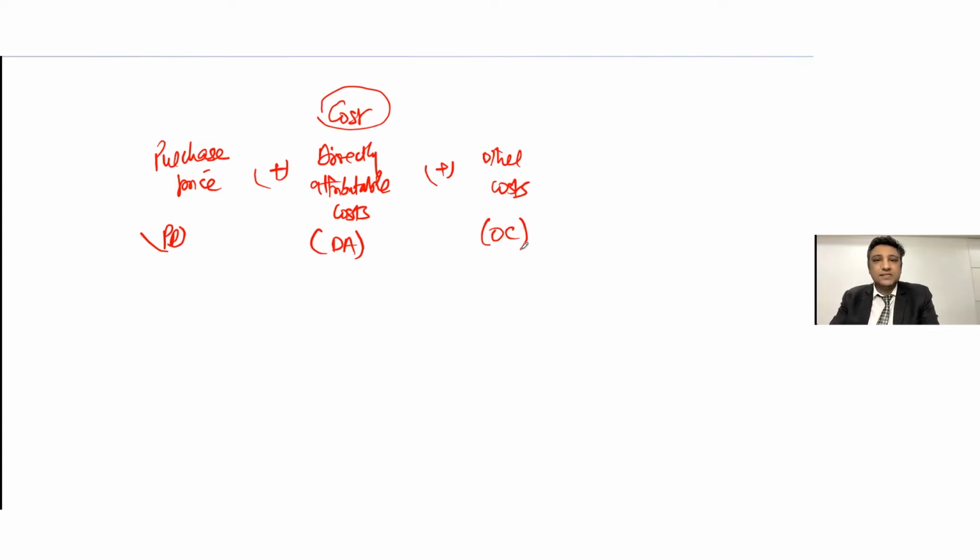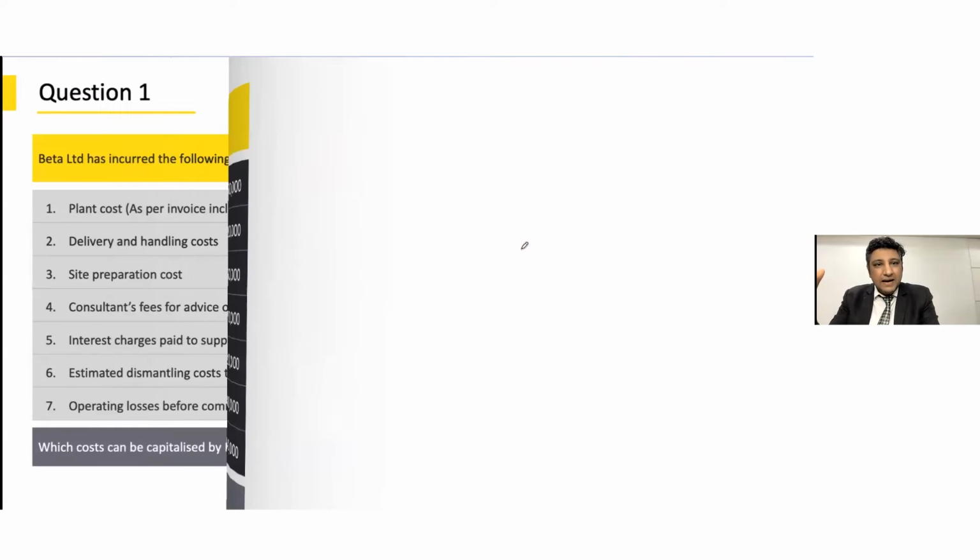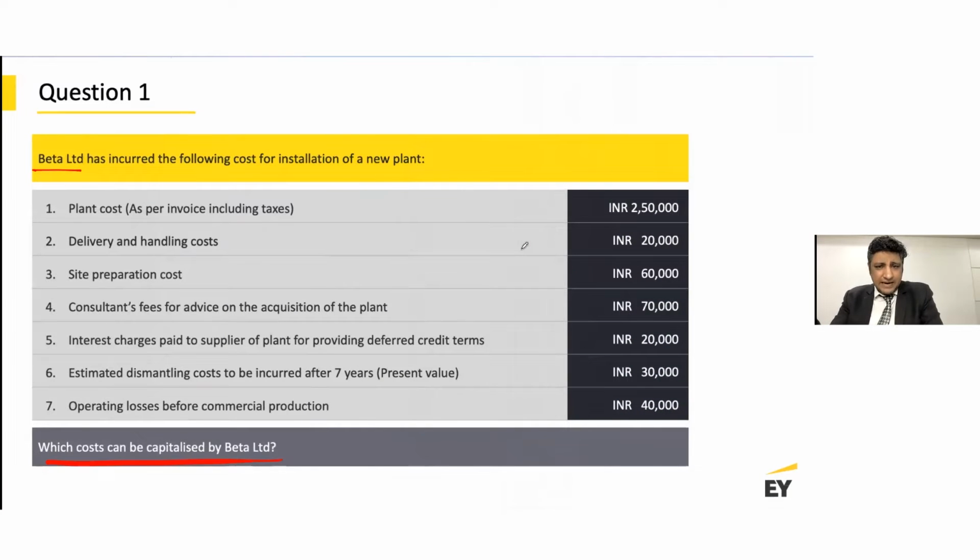And how about the other costs? Within the other costs, I would include any dismantling charges. The present value of those dismantling costs, site restoration fee, etc., would become a part of my other costs. So if I really go back to the question's requirement and the information, we would be able to assess that the plant cost being a part of the purchase price, which is 2,50,000 rupees, is included in the cost of the asset. Delivery and handling costs, which is your directly attributable cost of 20,000 rupees, also becomes a part of the cost of the asset.